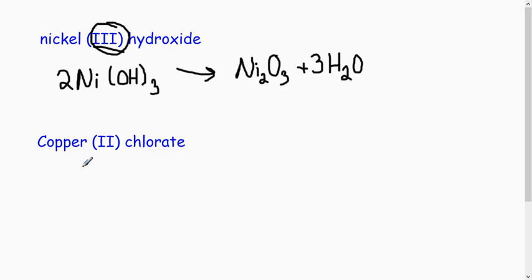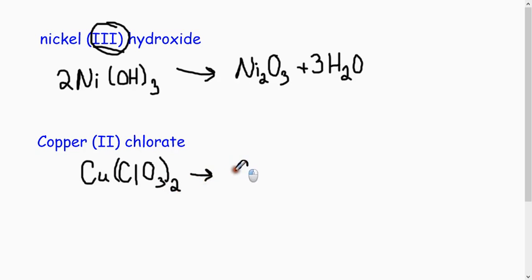The last one that I have here is copper(II) chlorate. So copper we know is Cu. Chlorate is ClO3. It has a -1 charge. This tells me that I'm using a +2 charge on the copper. So Cu(ClO3)2.